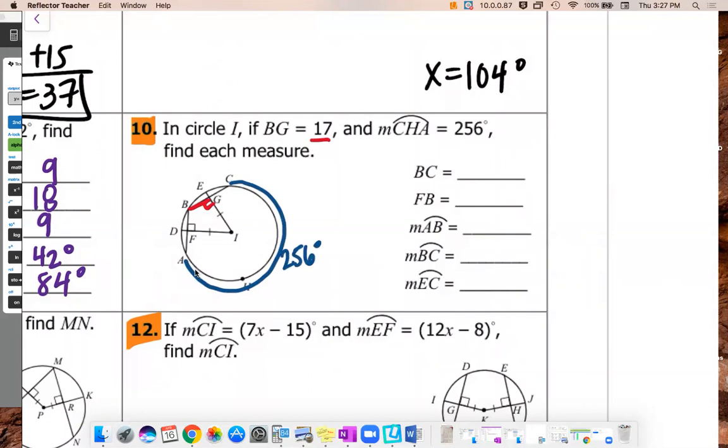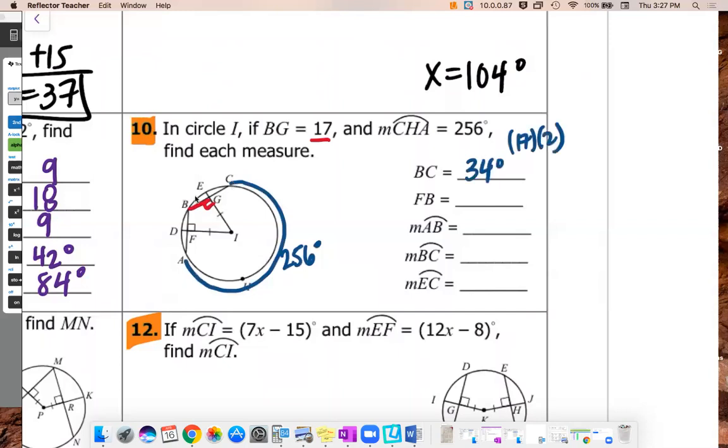So let's see, they want us to find the whole entire BC. Well, it looks like these are congruent and they hit at 90 degrees. So we know that that cuts the chord and the arc in half. So if this part is 17, then to get the entire BC, we would just do 17 times 2, and this would give us 34 for that. So this was just 17 times 2.